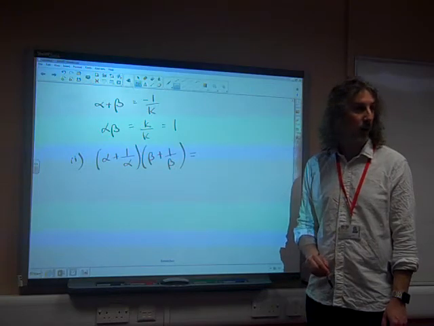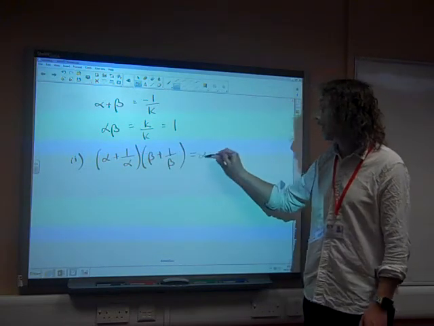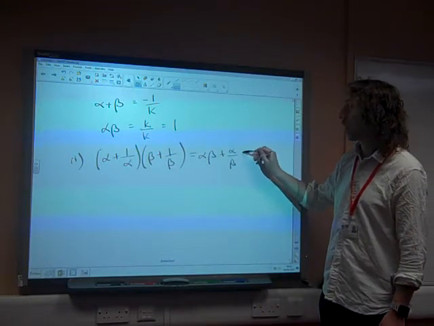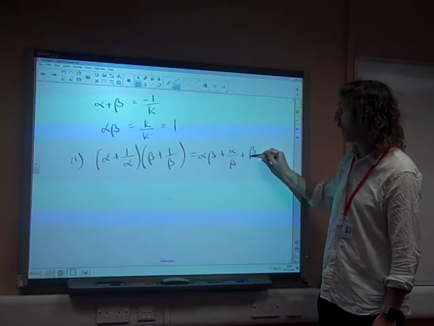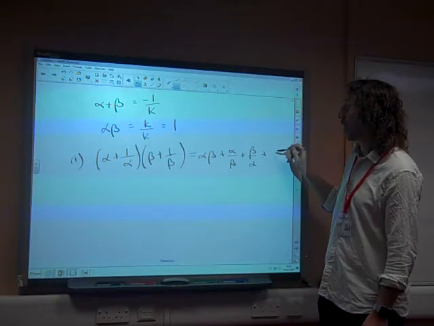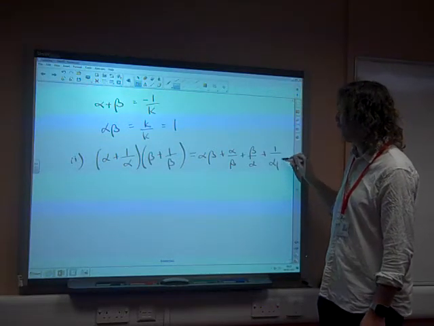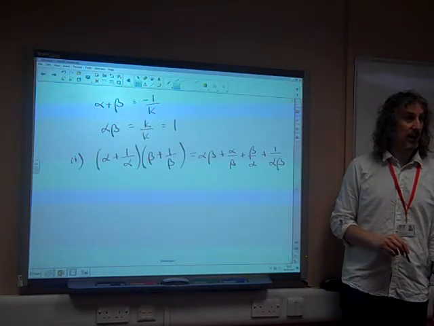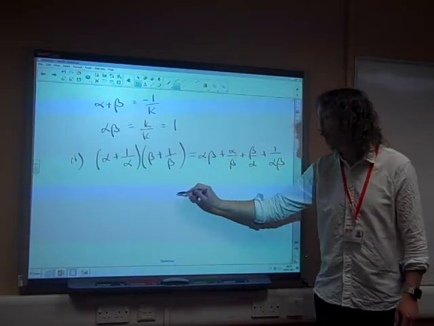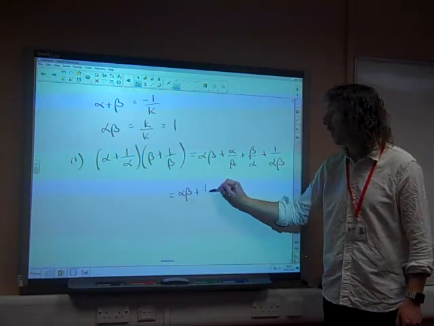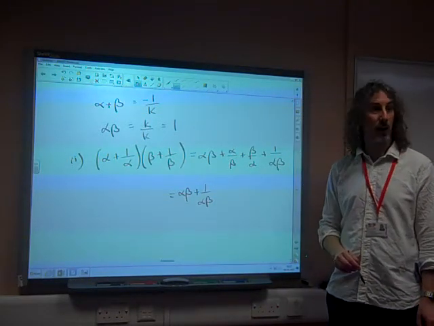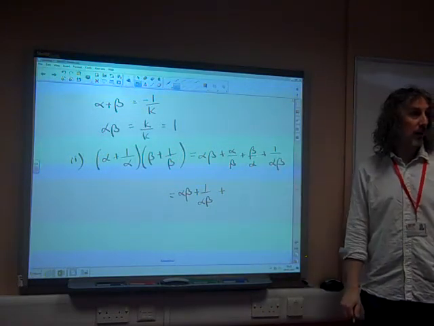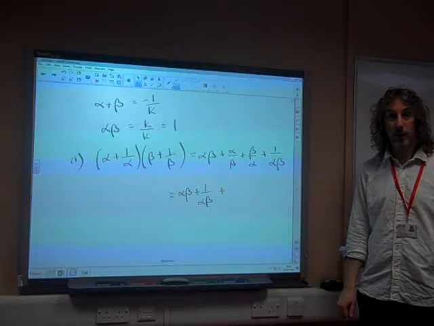So the way that I think they probably expected you to do this was to multiply out the brackets, which gives you alpha beta plus alpha over beta plus beta over alpha plus 1 over alpha times 1 over beta, which is 1 over alpha beta. And of course much of that we can deal with really easily, so that you've got alpha beta plus 1 over alpha beta. That's great because we know what alpha beta is.